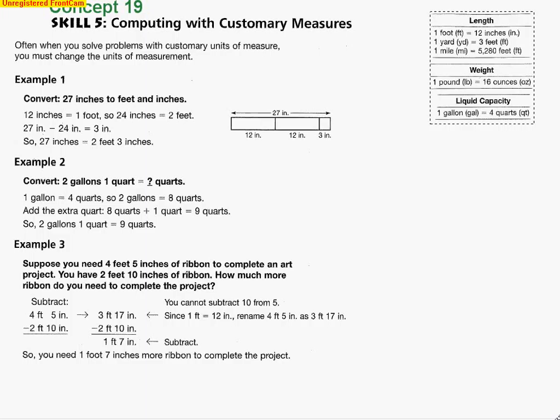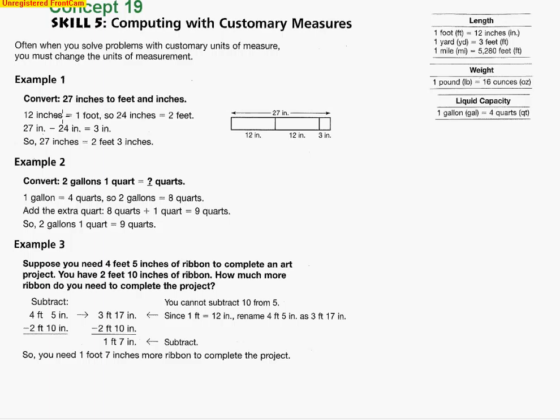This is the tutorial for Concept 19 Skill 5, Computing with Customary Measures. What I've done here for you is come up with the conversion factors for length, weight, and capacity, and we're going to use some of those to help us convert, like 27 inches into feet and inches.